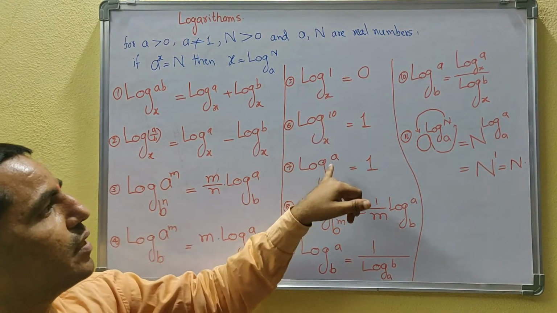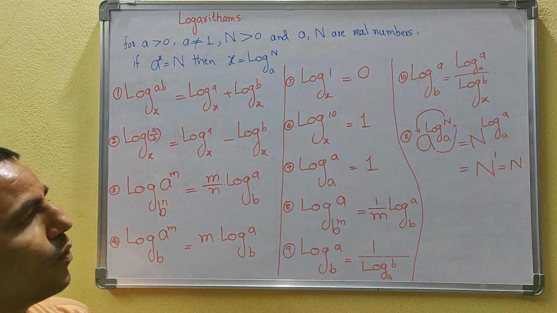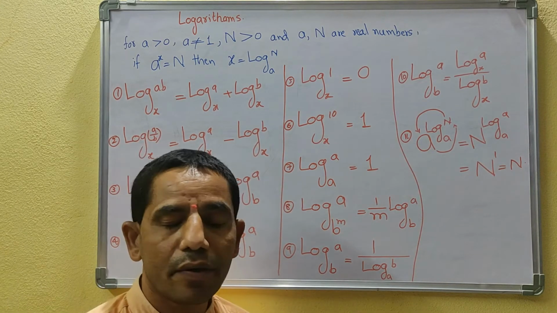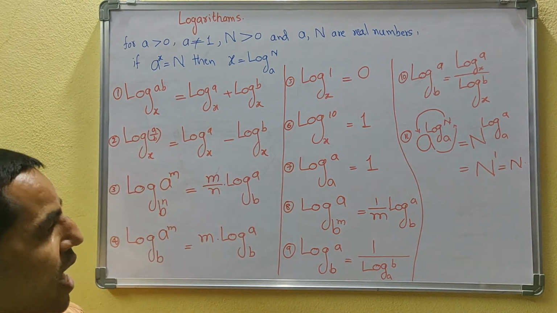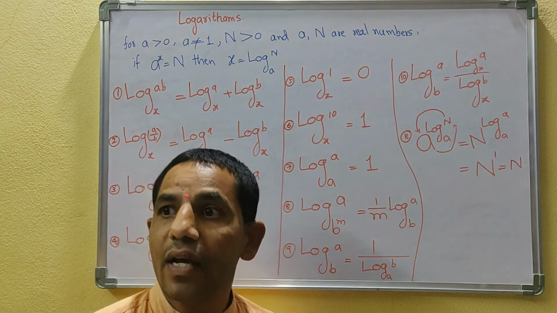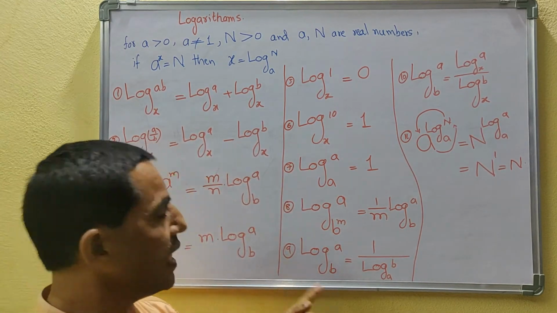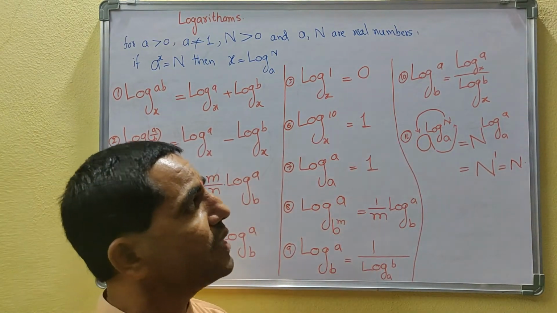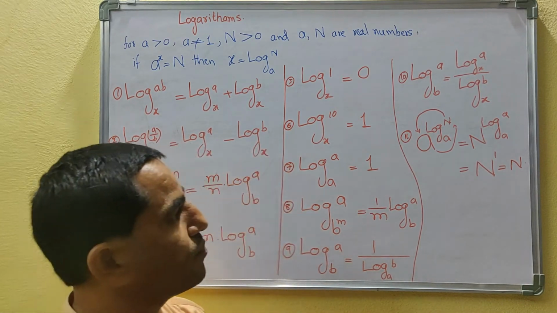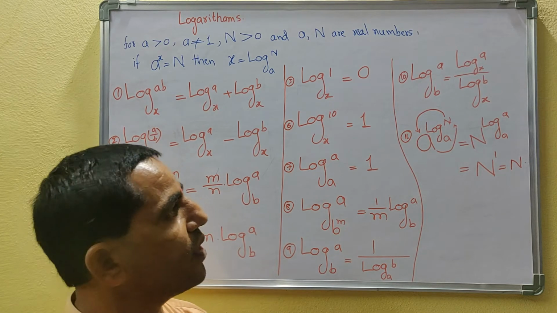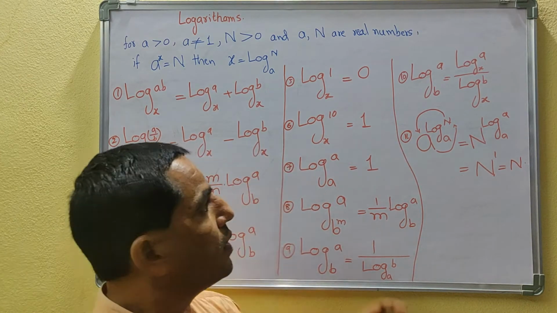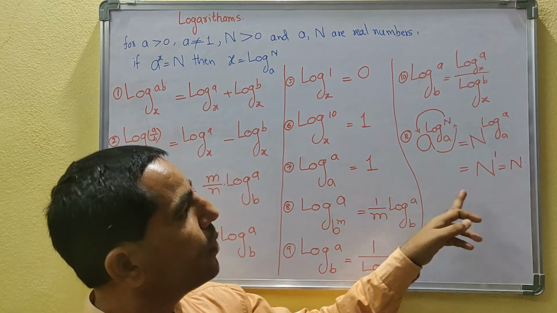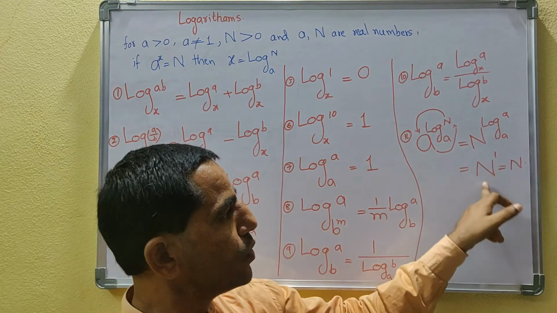Next, log 10 is equal to 1. Log a base a is equal to 1. Next, log a base b to the power of m is equal to 1 by m into log a base b. Next, log a base b is equal to 1 by log b base a. Another one, log a base b is equal to log a by log b, meaning log a base x by log b base x. Next, a to the power of log n to the base a is equal to n to the power of log a base a, which is n to the power of 1, so it is equal to n.